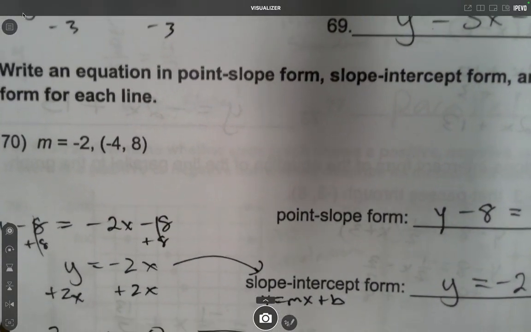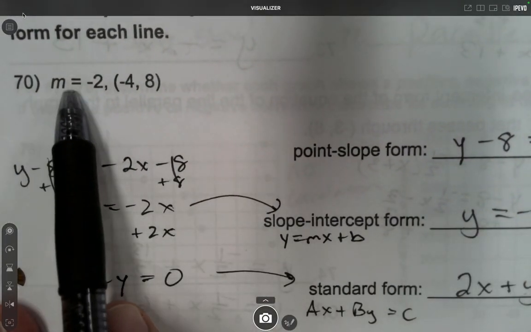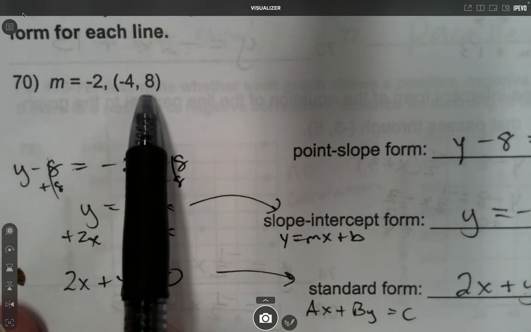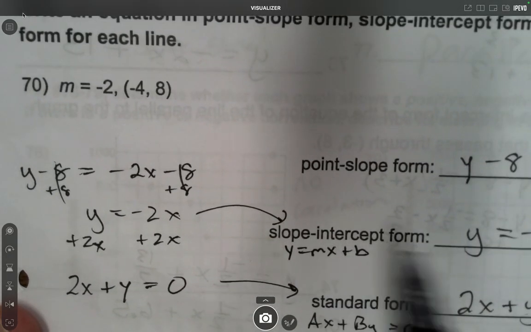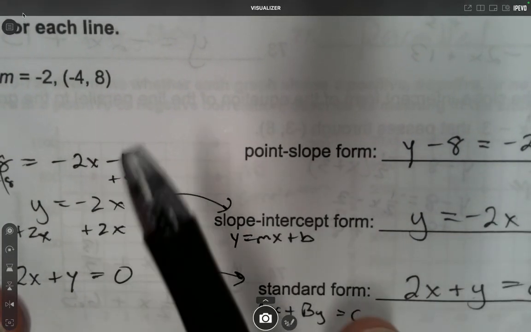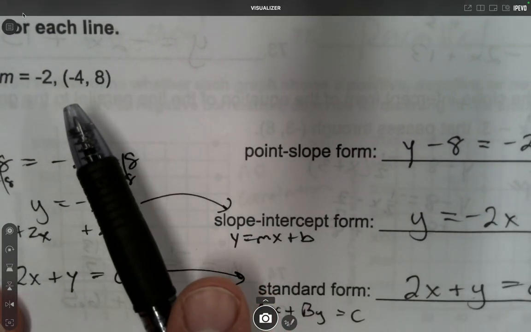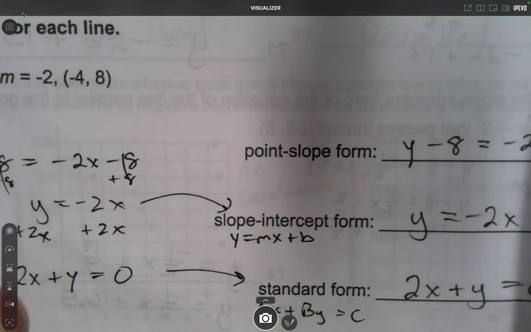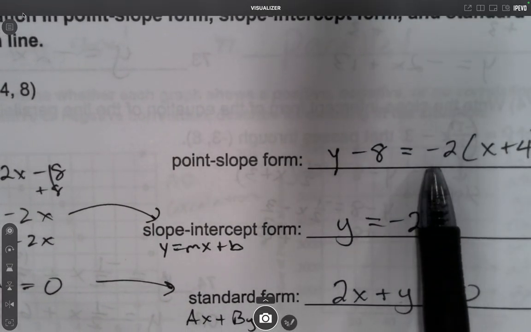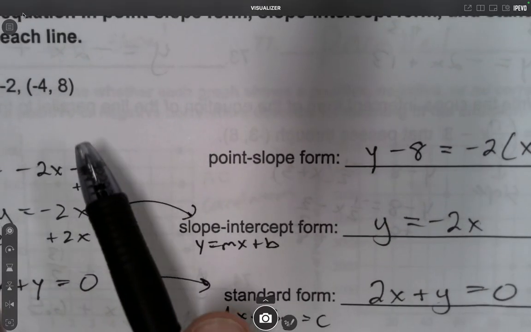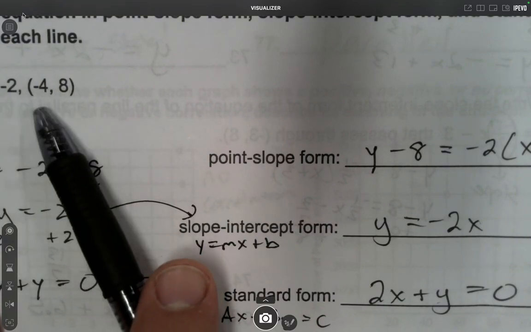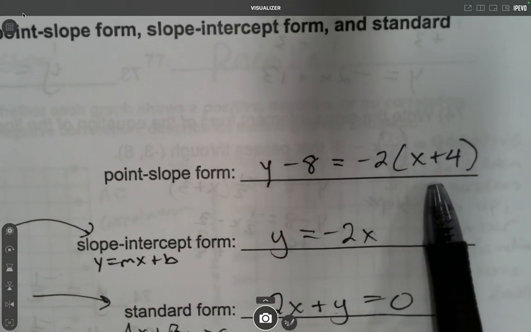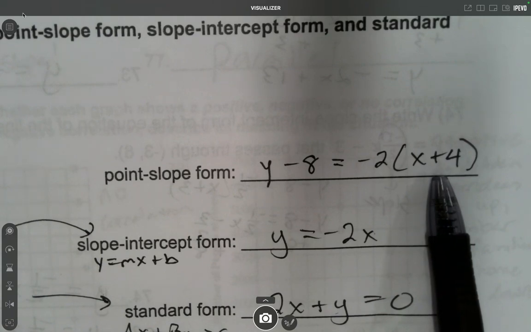Okay, number 70, we're supposed to write a line with this slope and this point in all three of the forms we've been given. So point slope form, we worked with a while, at least in this video. So y minus the y value, y minus 8, equals the slope, negative 2, times x minus the x value. So it's minus negative 4, which is the same as plus 4. So the point slope form really is that straightforward. You just plug in the point, plug in the slope, and you're finished.